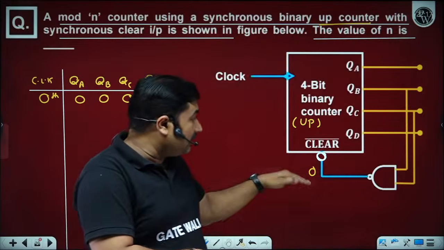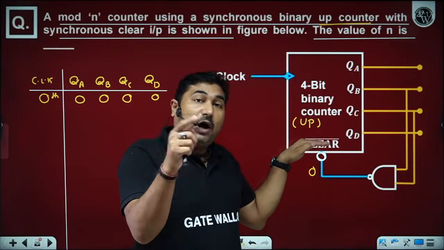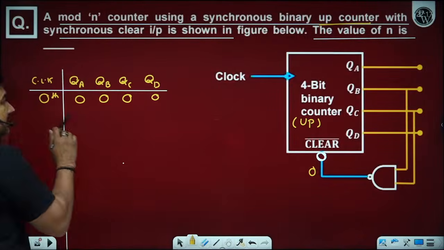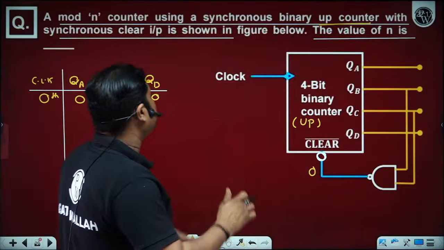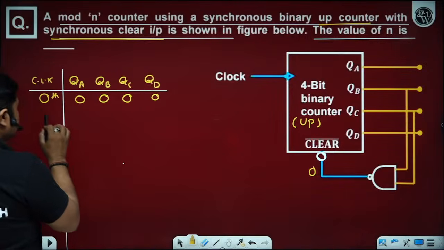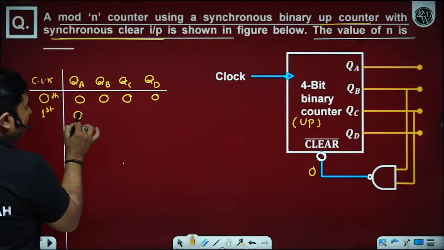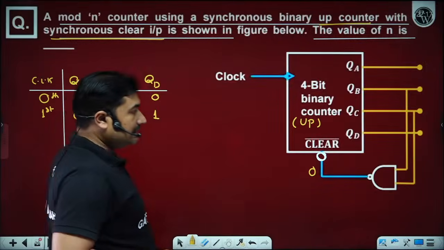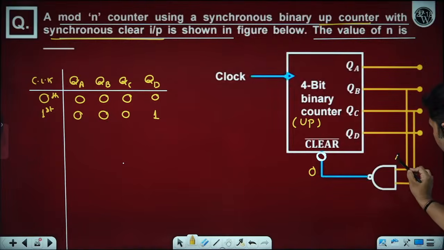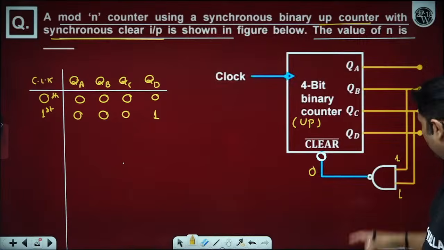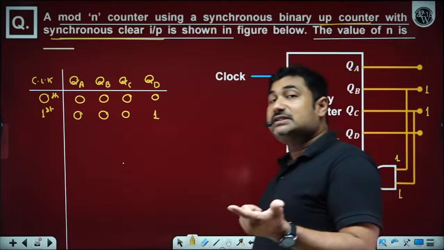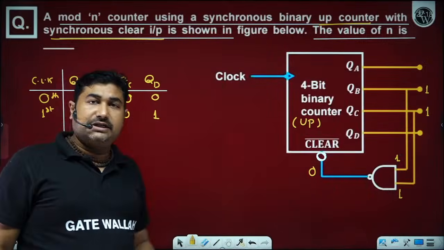Here, when the condition appears along with the clock, only then it is cleared. This is the basic difference between the synchronous clear pin and the asynchronous clear pin. Now please observe. On the first clock we get the binary of 1. This is a NAND gate, and its output is logic 0 when both inputs are 1 1, that is, QC and QB. When QC and QB first become 1 1, only then does the clear condition appear.